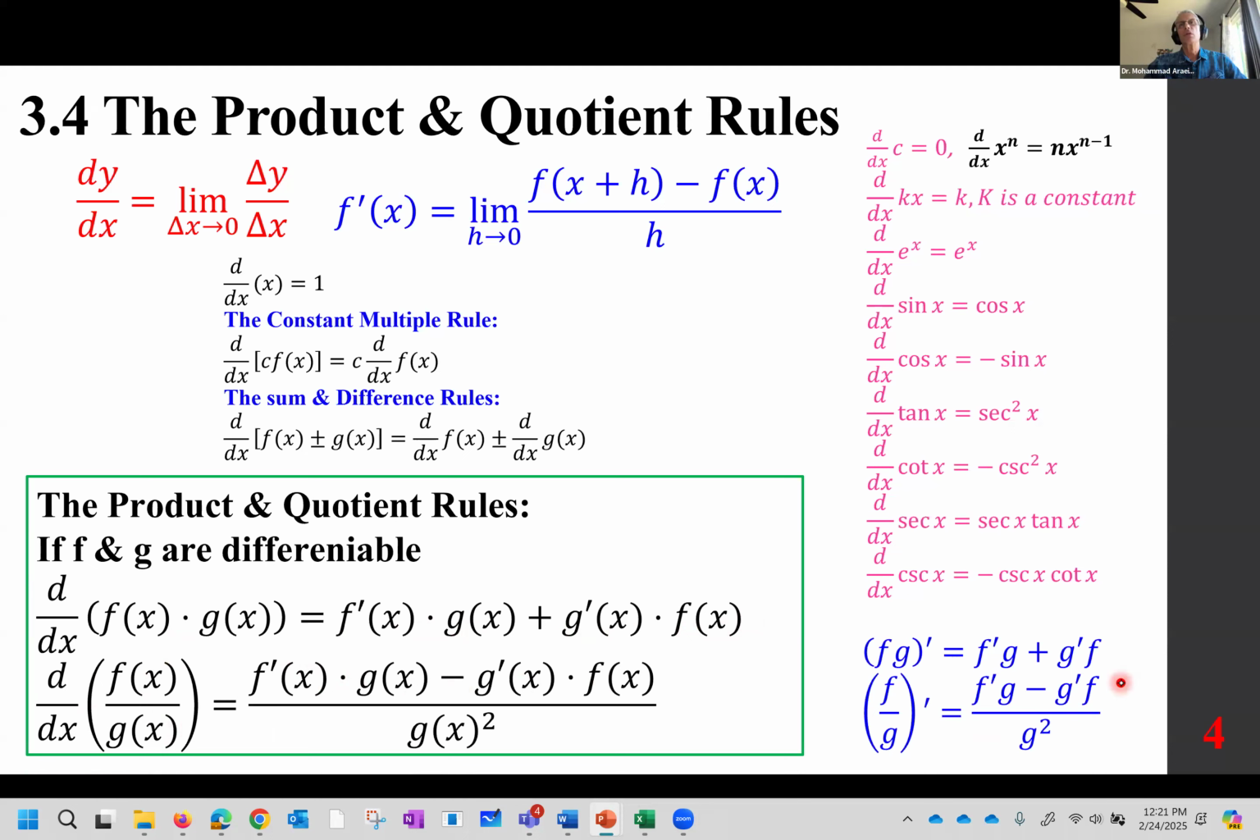Class, the order in which you've seen those may be slightly different. This is the faster and easiest way to memorize. If you've learned them differently, you can follow that. I hope you're interested in learning the easier way. Notice f g prime is f prime g plus g prime f. For f over g prime, the numerator uses the same thing, but changes plus to a negative sign.